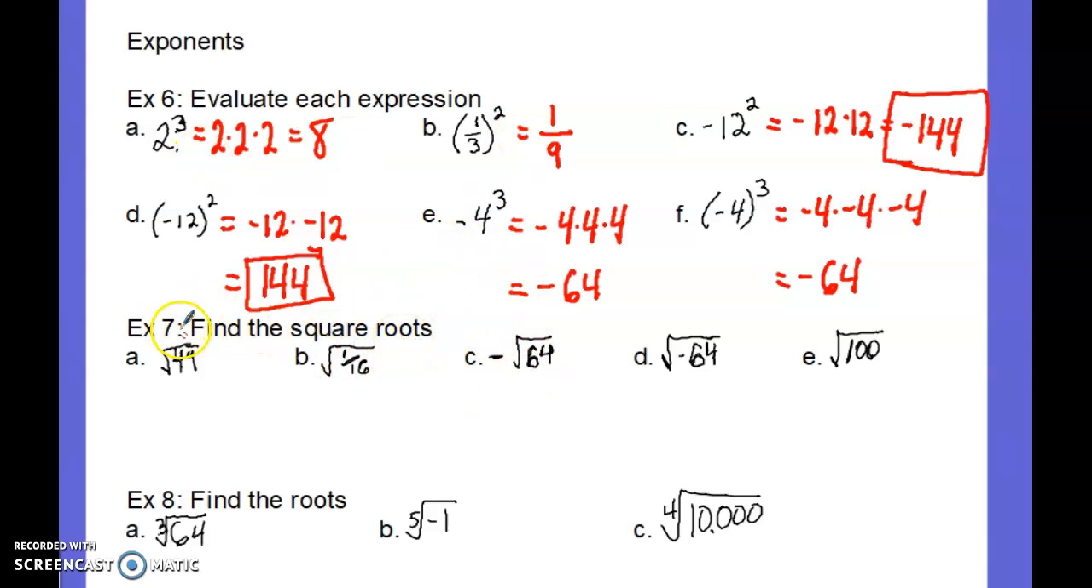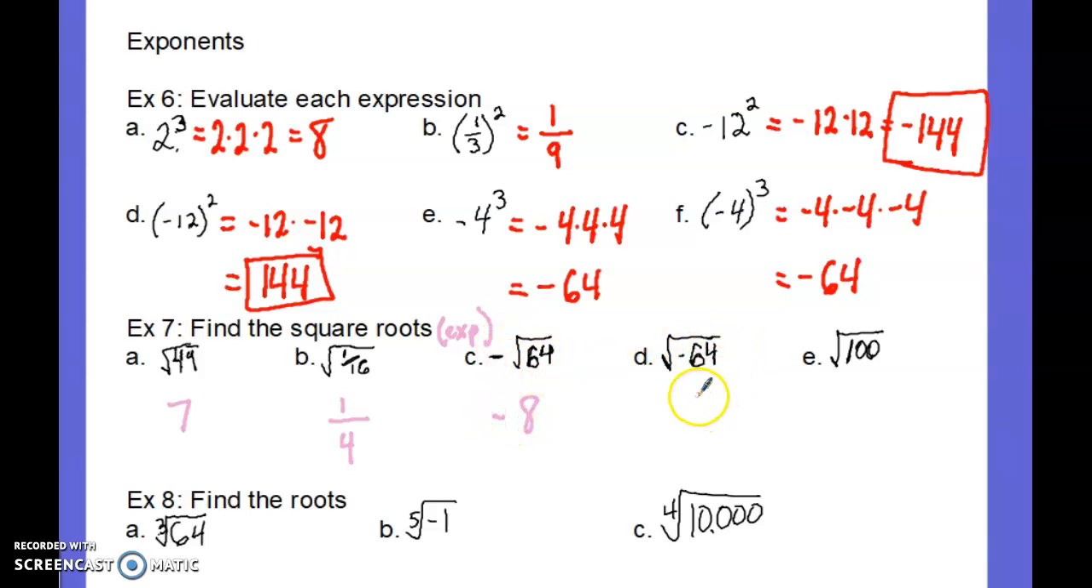Exercise 7 is square roots, which are technically exponents. So let me jot that down. These are technically exponents in our GEMDAS because the square root of 49 is 7. When you square root a fraction, you do each piece individually. The square root of 1 is 1. The square root of 16 is 4. So the square root of 64 is 8. And then you still have a negative there.